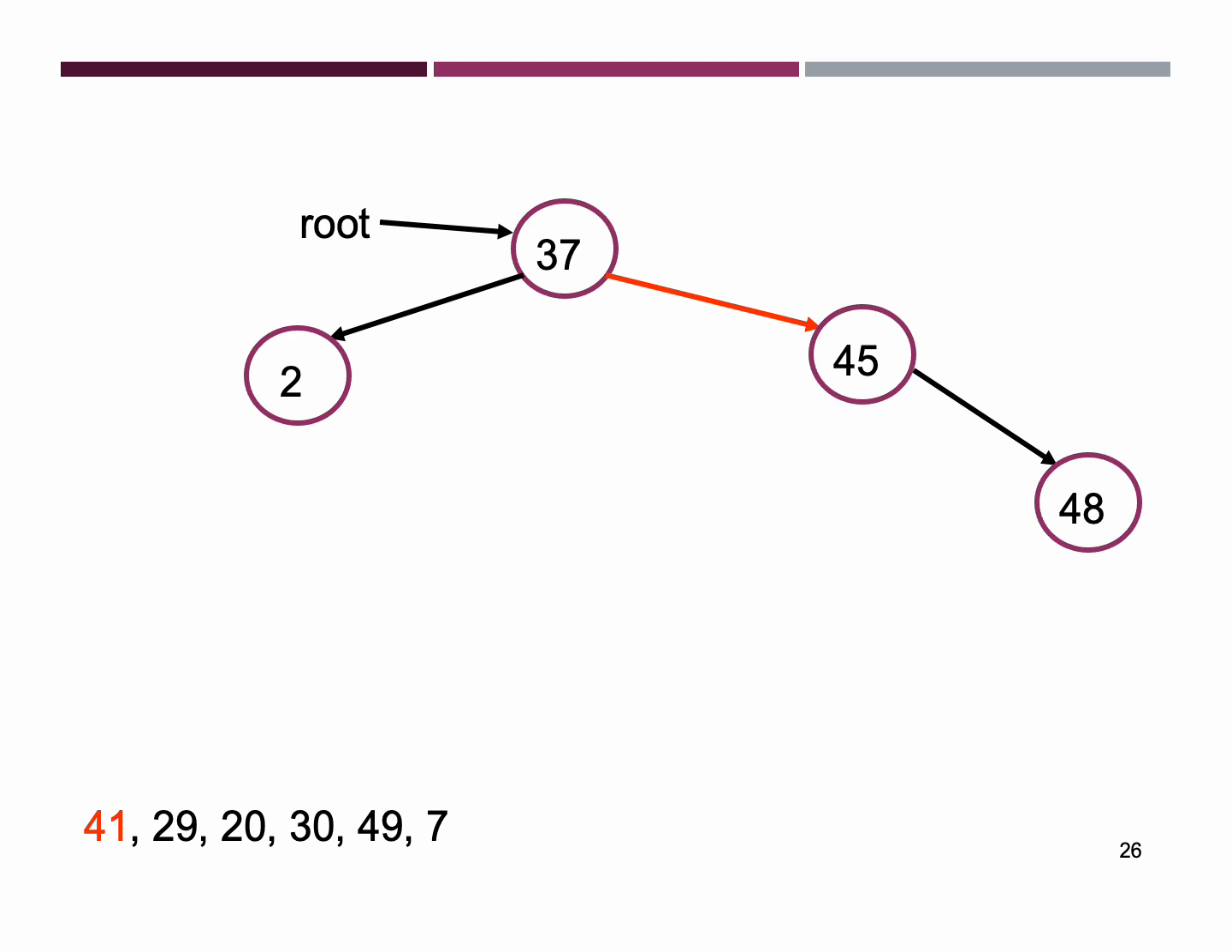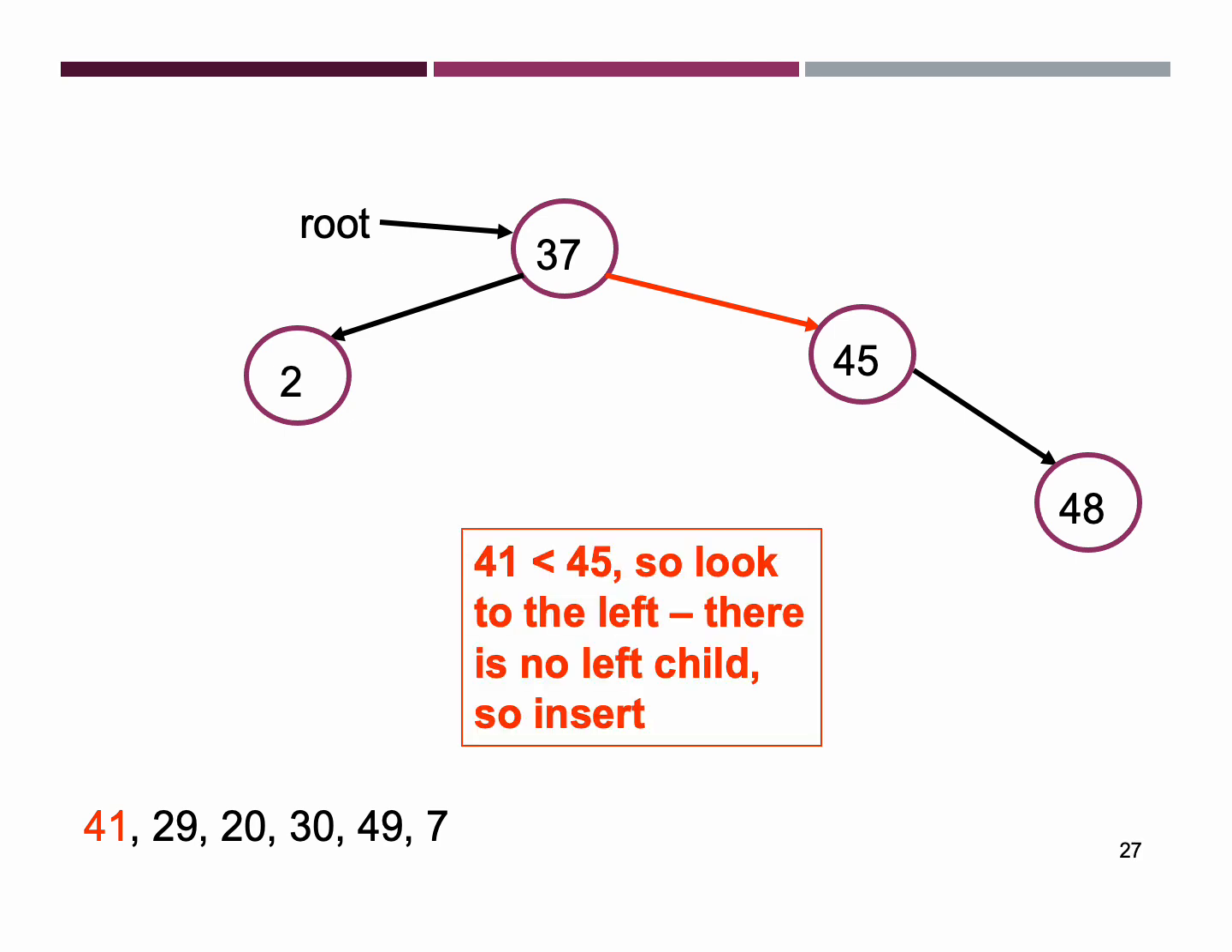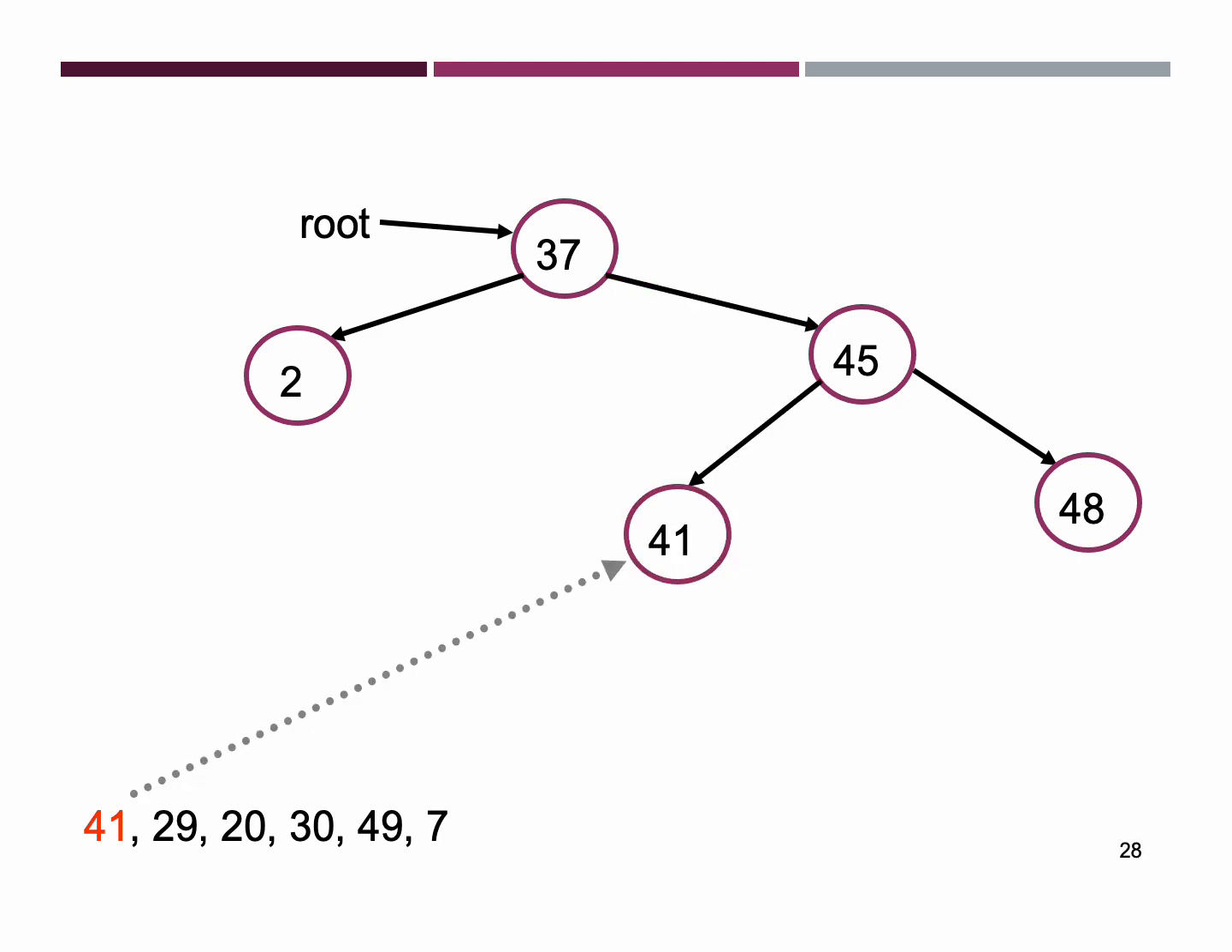So we'll check with 45. Now 41 is less than 45, and we'll see if there is any left child for 45, but there is no left child, so we'll insert here.